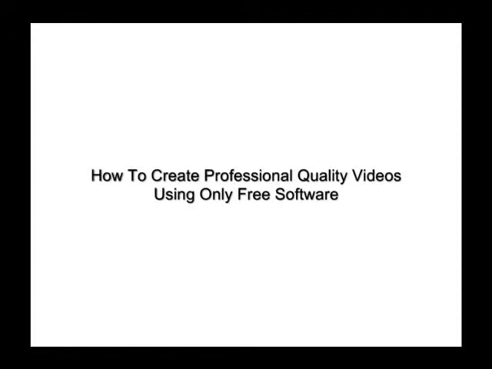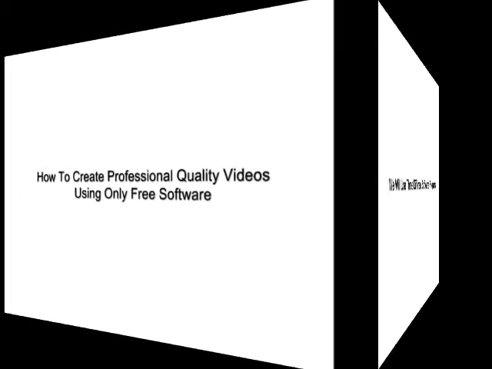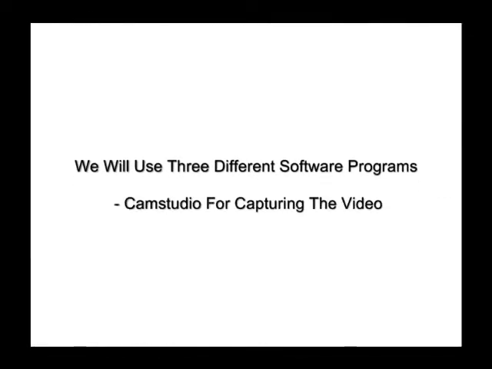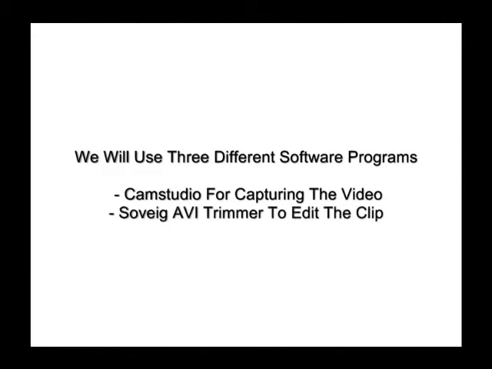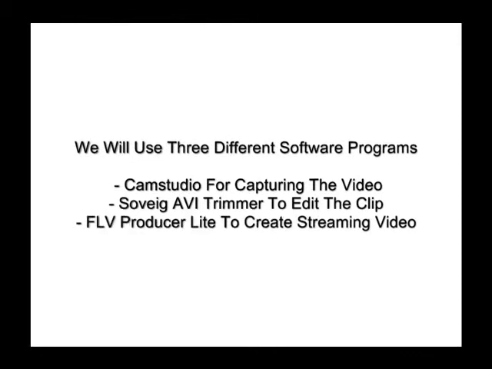In this video series, you're going to learn how to create your own professional quality videos using software that you can download for free. To create our videos, we will use three different software programs. First, we'll use Cam Studio to capture the video from the screen. Then we'll use Sovig Avi Trimmer to edit the clip. And then we'll use FLV Producer Lite to create the streaming video. You can download all of these programs from the links in the resources document.